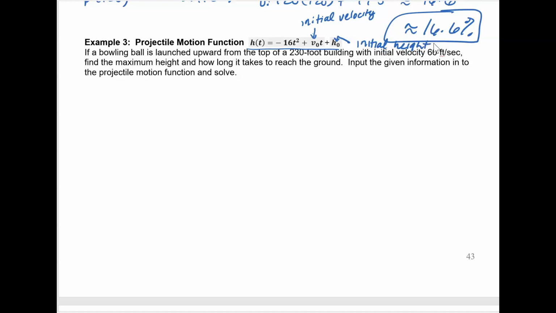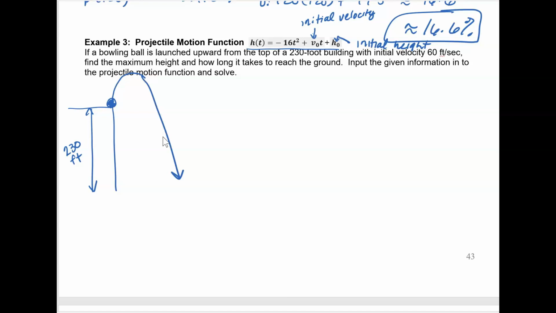So if a bowling ball is launched upward from the top of a 230-foot building, if you have this building, and we'll say this building is 230 feet tall, and you've got a bowling ball, it's going to be thrown up. Okay, if it's thrown up, it eventually will come down. So you can see that that curve looks like part of a parabola.